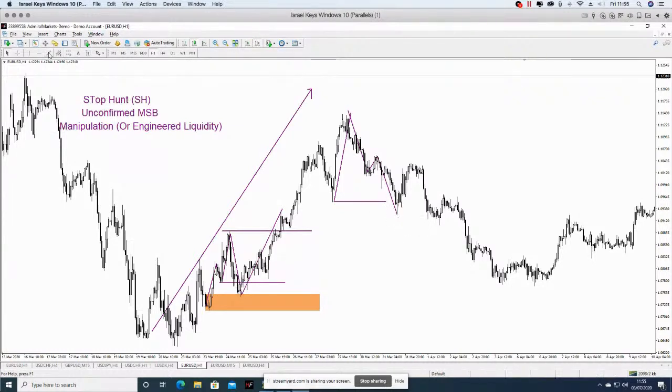Now, the question is, if it's just going to carry on going up and continue, then all it was is a stop hunt. But because it failed to breach that level, it could have been anywhere in this zone. Could have been there, there, even there. As long as it's lower than that high, it fails to make a higher high, and then makes another lower low.